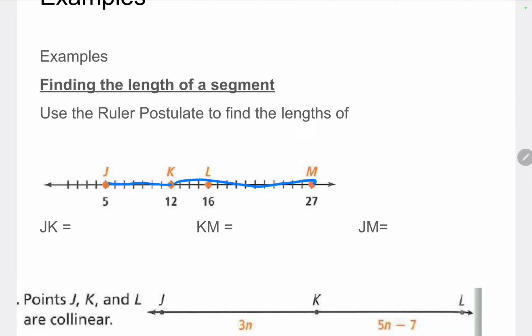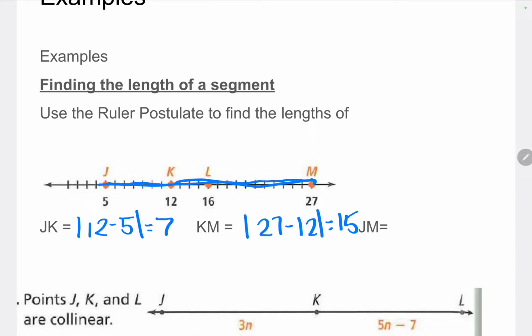KM, and JM. Now, just a reminder, if you watched my previous video, you should know that JK plus KM is equal to JM. So JK is going to be equal to the absolute value of 12 minus 5, or 7. The absolute value of KM is going to be equal to 27 minus 12. That absolute value will be 15.